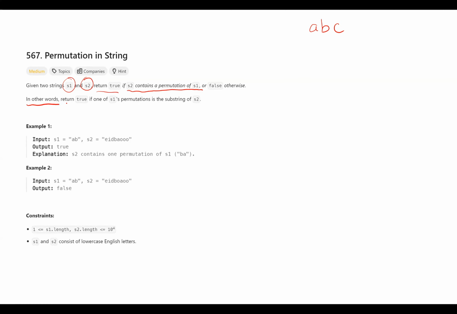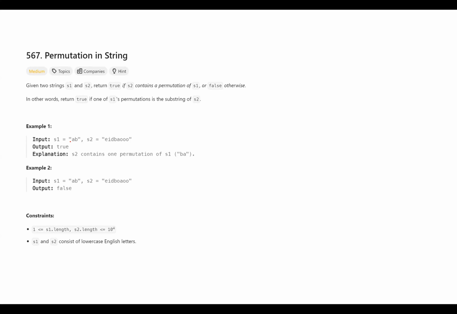In other words, we have to return true if one of S1's permutations is a substring of S2. So contains means these three letters not only have to be in S2, say this is S2, it has to be a substring. That means they have to be contiguous. So suppose we had BAC here, then we say yes, S2 contains the permutation of S1. Okay, so let's look at the first example here.